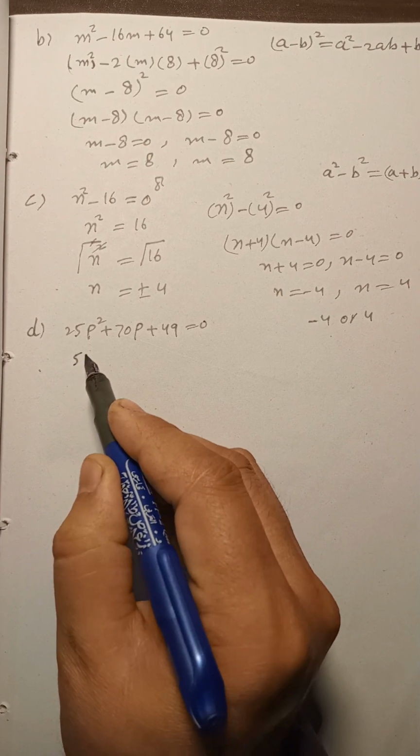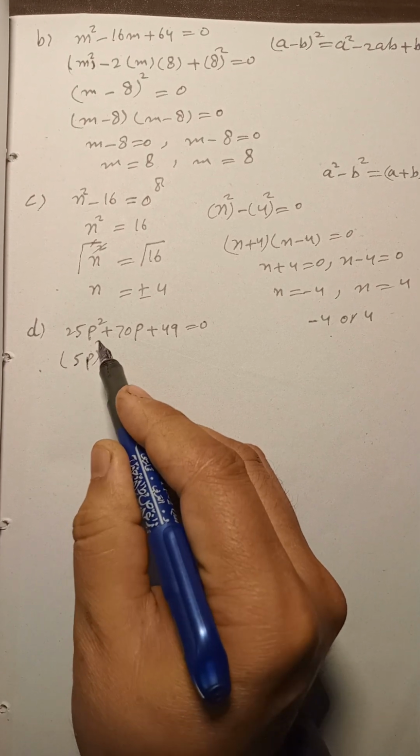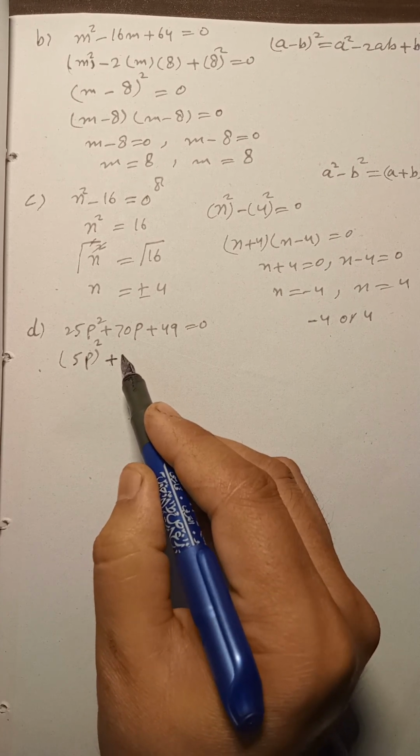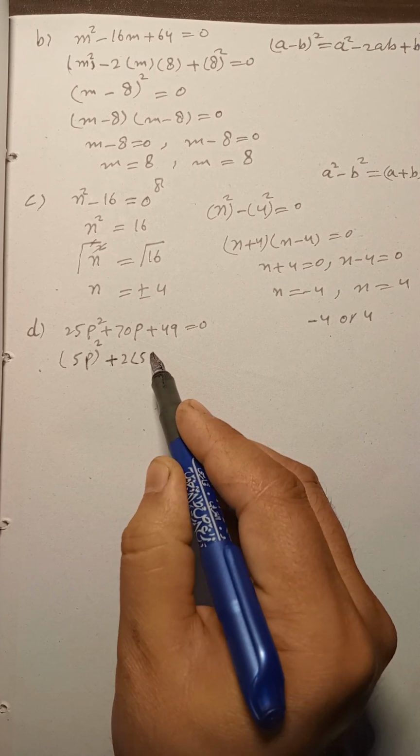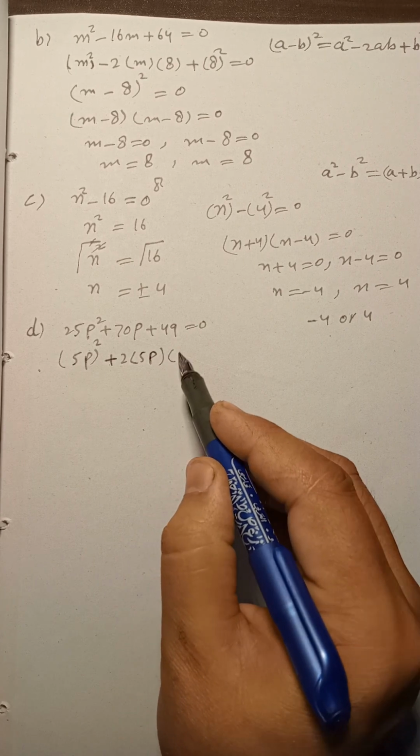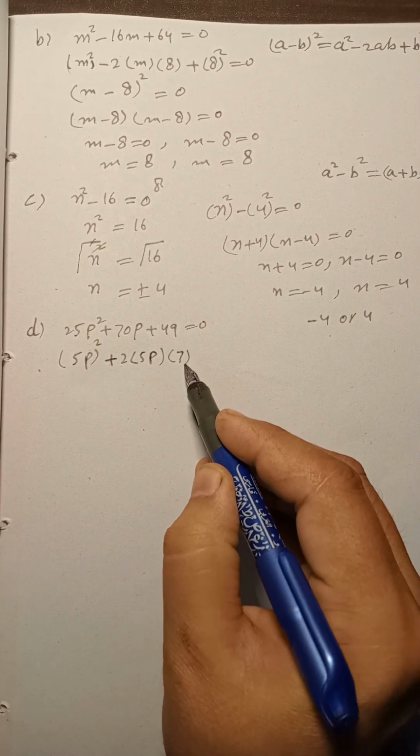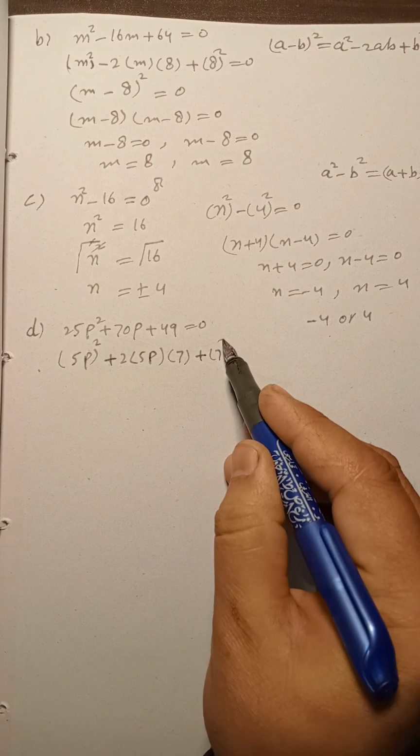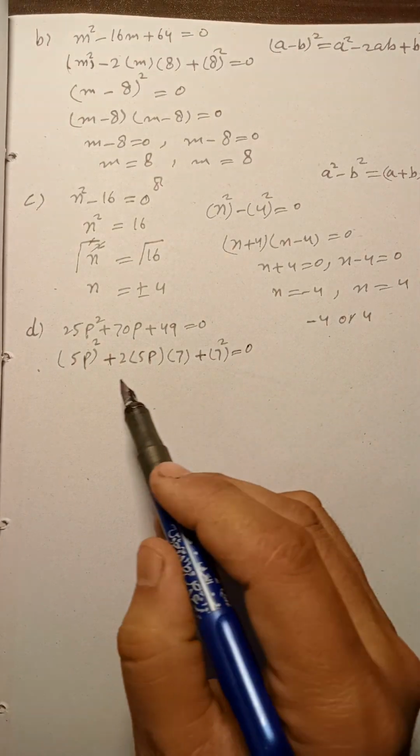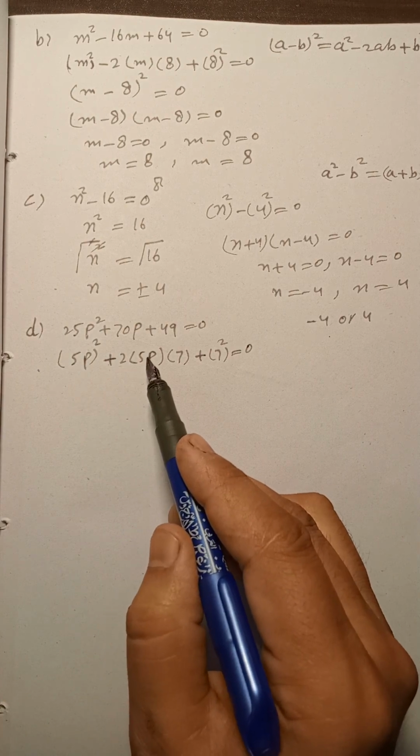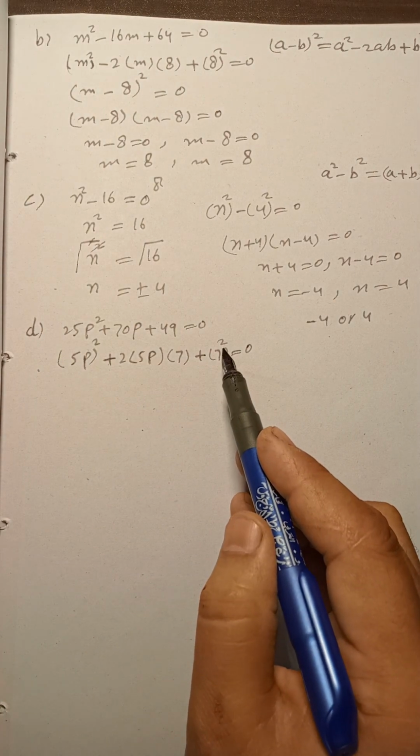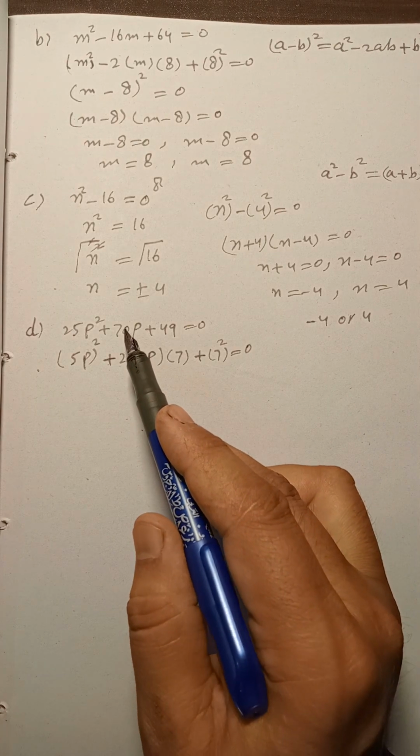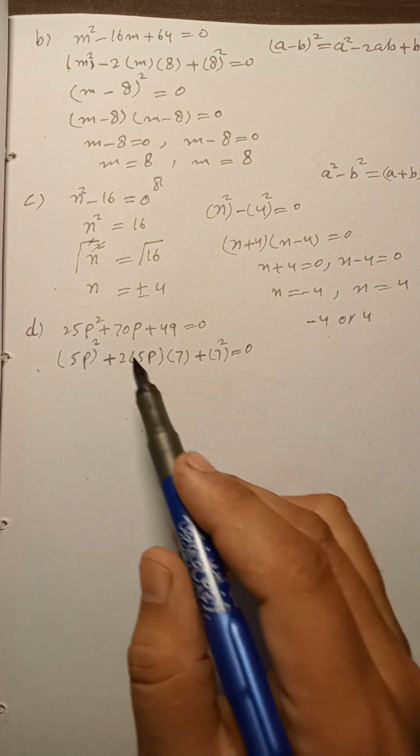25 is the square of 5 and p is already squared, so 5p whole square, plus 2 of that identity and 5p here, and 7 7s are 49, so 7 here in the place of b, and 7 square is equal to 0. Again a square plus 2ab plus b square. 7 square is equal to 49. 7 5s are 35, 35 2s are 70p, and 5 square is equal to 25.